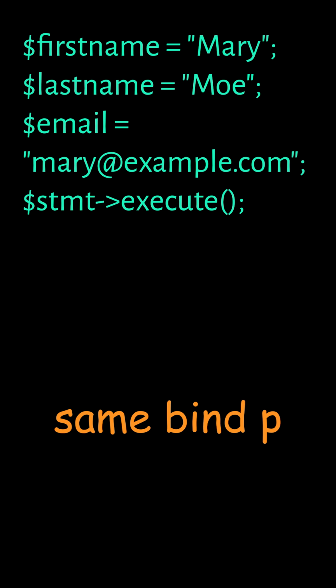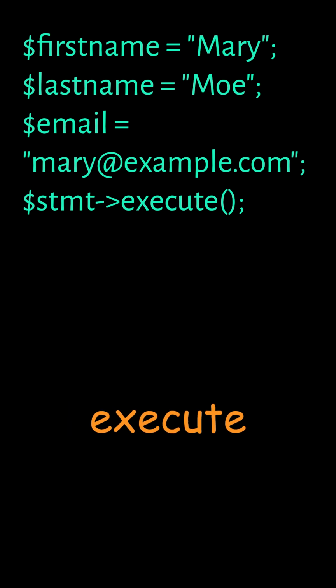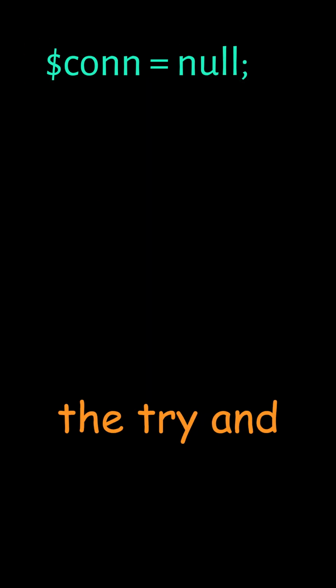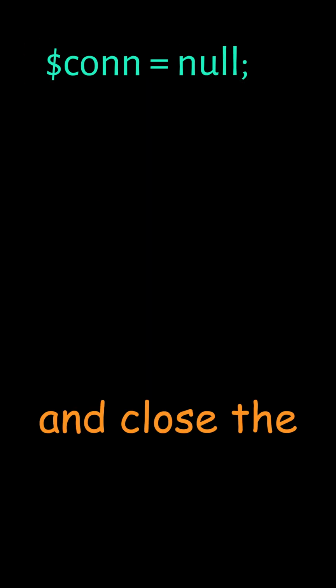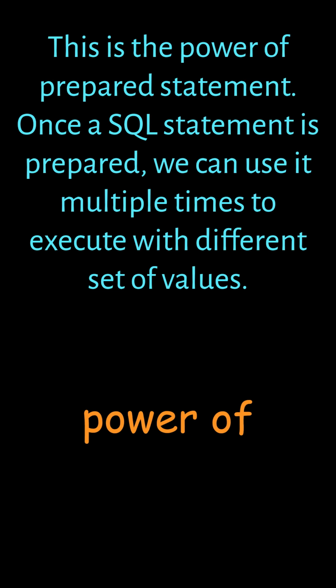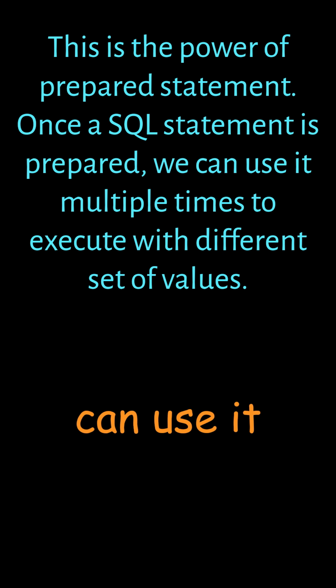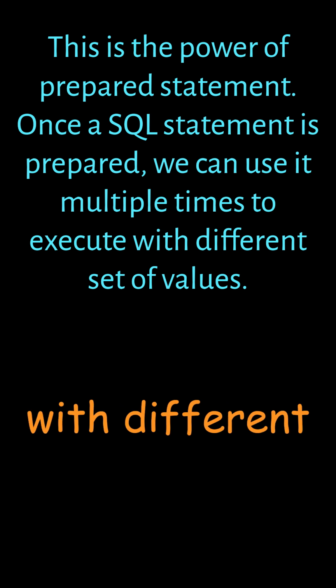We can use the same bind parameters of SQL prepare template to execute prepared statement and add new records multiple times. We come out of the try and catch block and close the database connection. This is the power of prepared statement. Once a SQL statement is prepared, we can use it multiple times to execute with different sets of values.